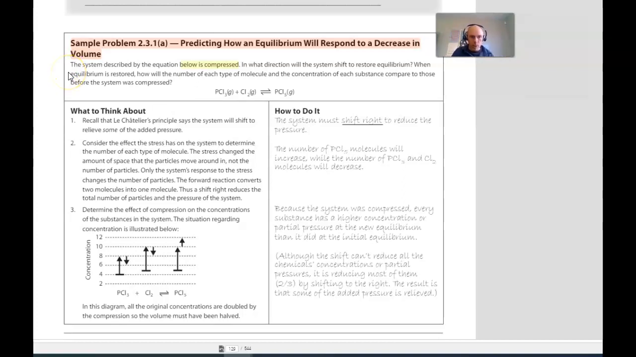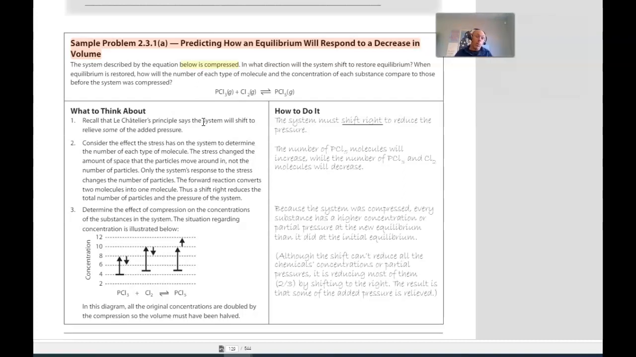And when equilibrium is restored, how will the number of each type of molecule and the concentration compare to those before the system was compressed? One thing to notice is that there's 2 moles of gas molecules on the left side, the reactant side, and 1 mole of gas molecules on the right side. We are supposed to know that if this system were to shift to the right for some reason, then there'd be a conversion of 2 moles of gas molecules to 1 mole of gas molecules. There'd be fewer gas molecules if this system were to shift to the right, and that would decrease the pressure. Again, this system shifting to the right would decrease the pressure.